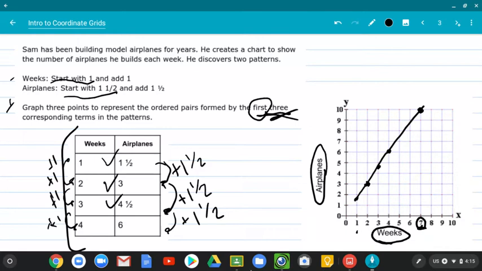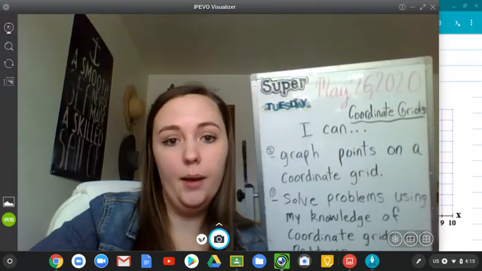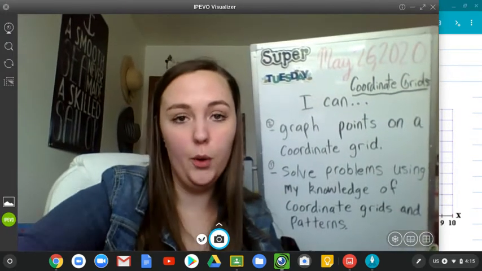Okay, hopefully that was helpful. Again, our targets were to solve problems using a coordinate grid and to just graph the points in general. So hopefully that was helpful.